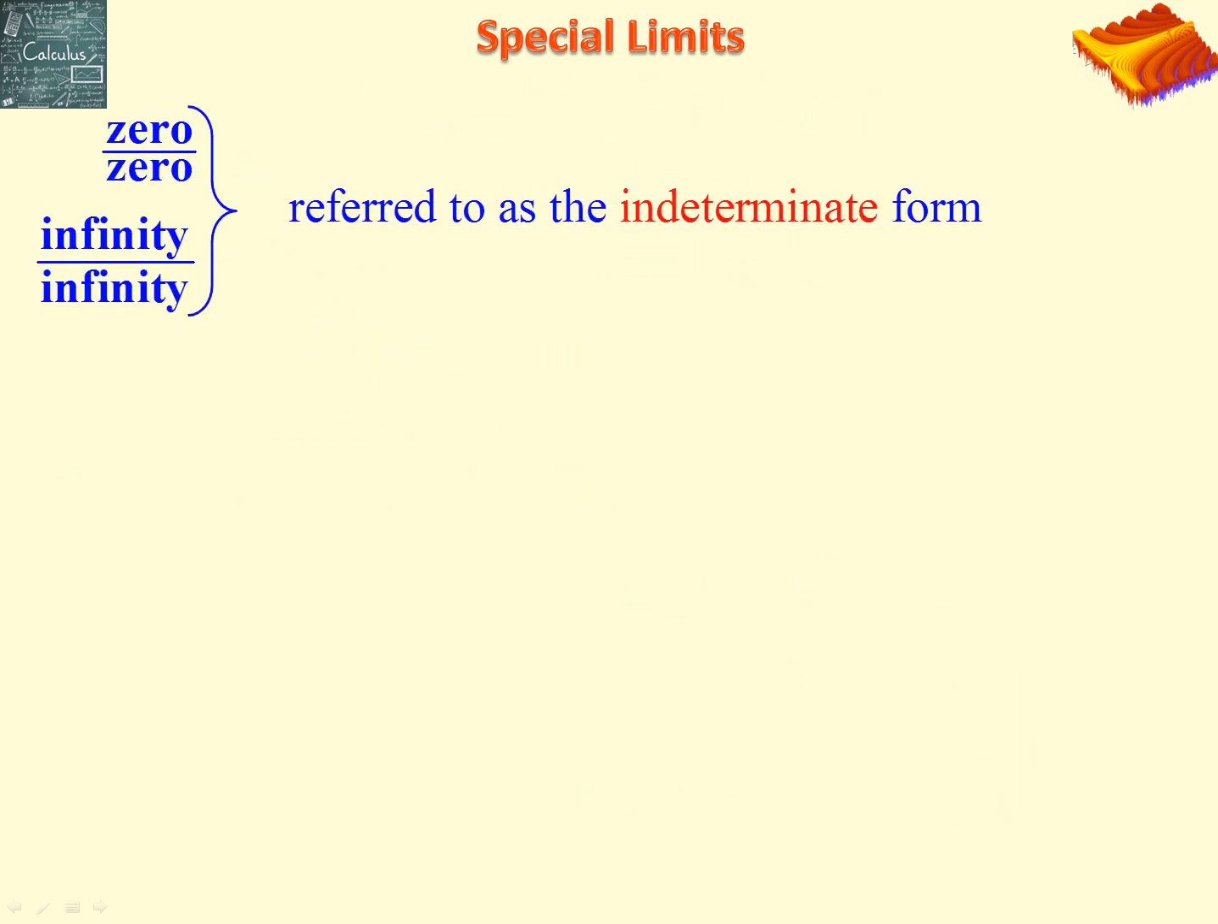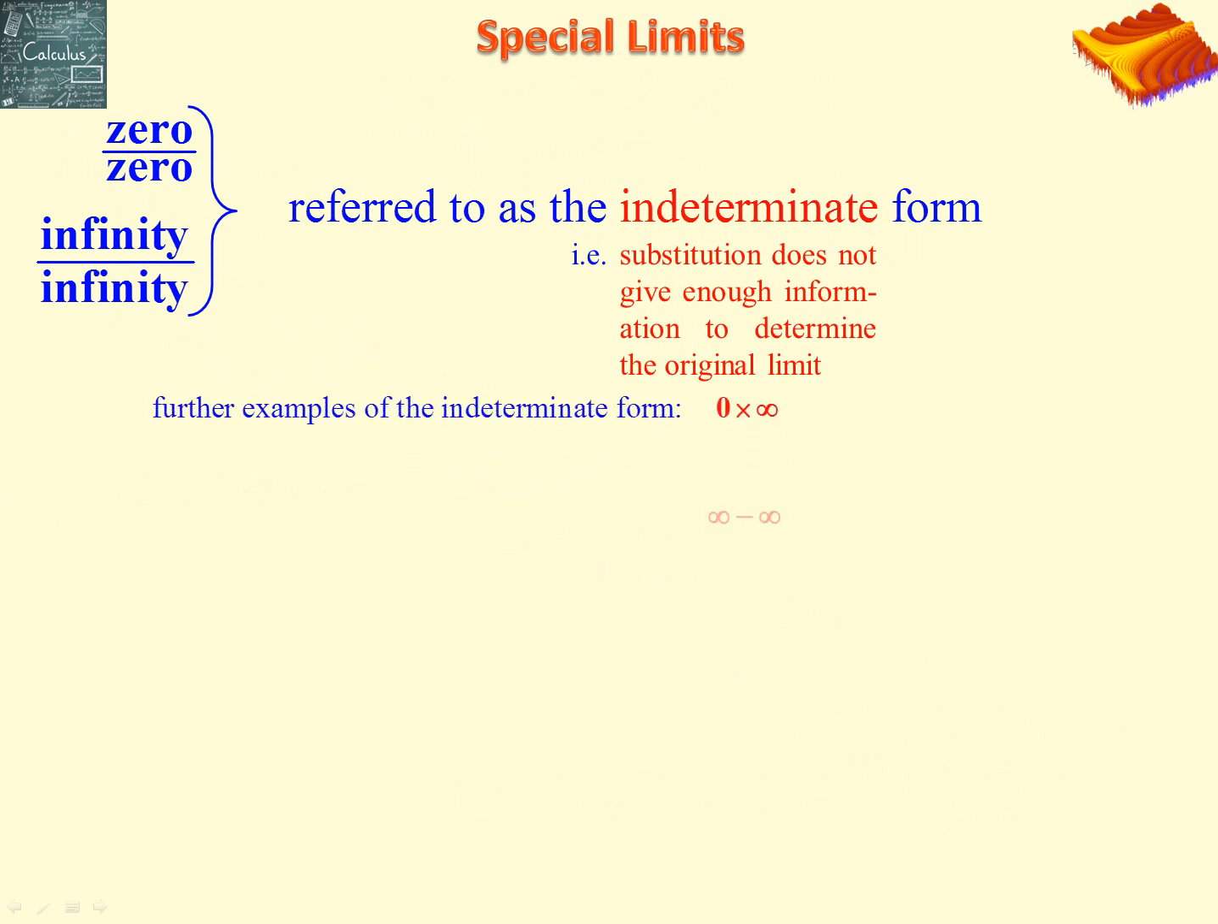So those two that require further algebra we call the indeterminate form, 0 over 0, infinity over infinity, where substitution does not give enough information to determine the limit. There are a number of other indeterminate forms. We're not going to deal with those though. We're just going to deal with the 0 over 0 and infinity over infinity.